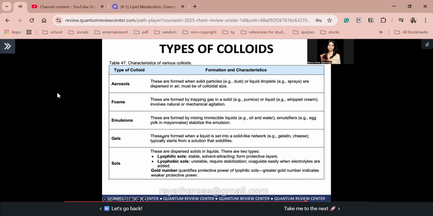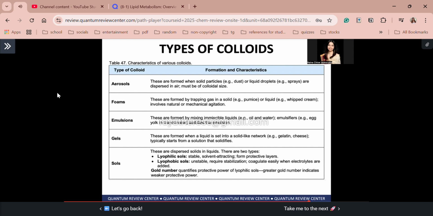Next, foams naman, they are formed by trapping gas in a solid. Okay? For example, si pumice. Or you trap gas in a liquid. So, for example, whipped cream. Okay? So, meron kang mechanical or natural agitation na involved. And then, for emulsions, guys, these are formed by mixing immiscible liquids kagaya ng oil and water. And emulsifiers ang ginagamit to stabilize the emulsion. Okay? Next, gels naman, these are formed when a liquid ay nilagay mo siya into a solid light network. So, solid ang dispersion medium mo, then liquid ang dispersed phase.